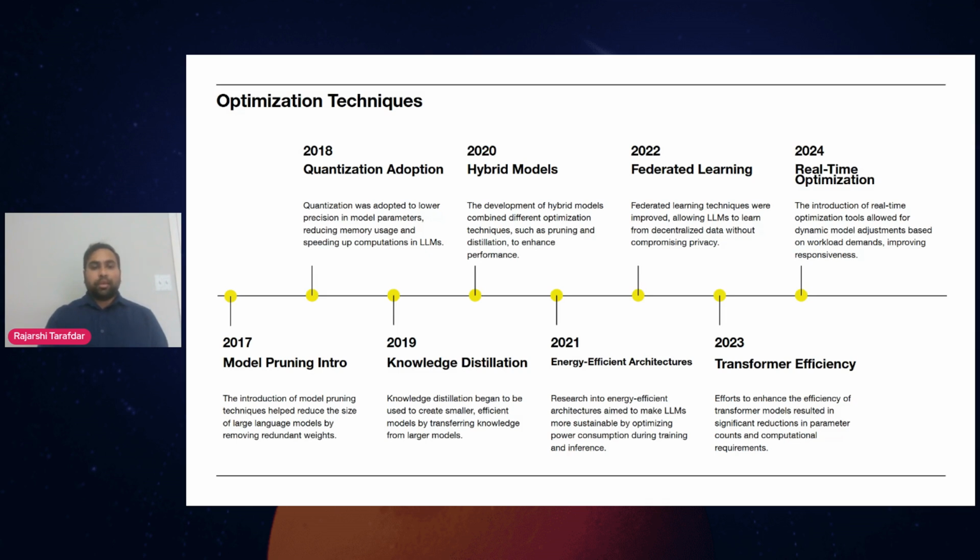If you see model pruning, quantization, adaptation, knowledge distillation, and hybrid models comes in 2020, which is basically the integration of both. And in 2021, energy-efficient architecture has come into place, to optimize power consumption during training and inference. In 2022, federated learning techniques improved, allowing the LLMs to learn from decentralized data. So I have shown the evolution and how it helps.